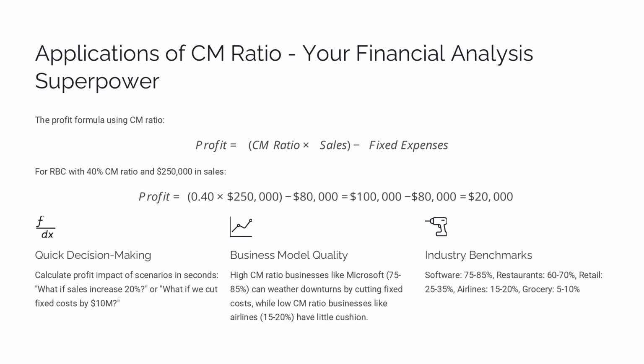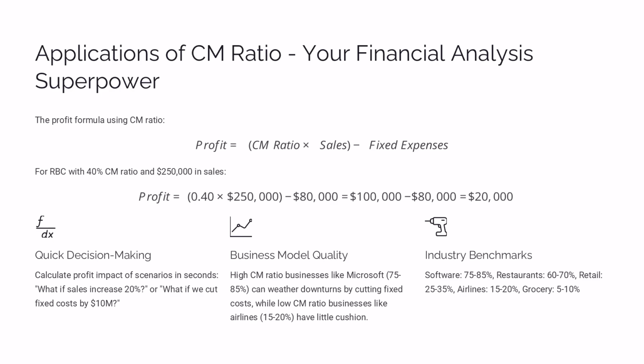When you're working at a consulting firm like Bain or BCG, you'll use this formula dozens of times every day, quickly testing different scenarios for clients, and the consultants who can do these calculations mentally during client meetings are the ones who make partner by age 35, earning $500,000 plus profit sharing.